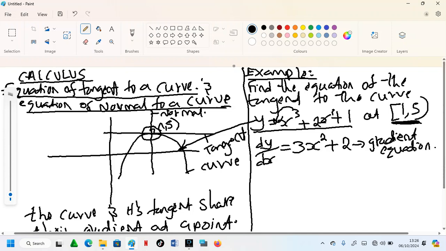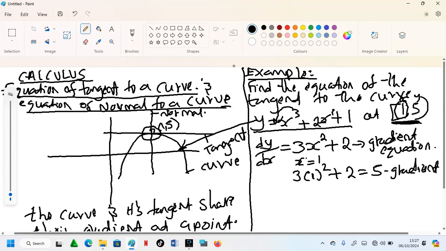Now you'll notice that the only unknown in the gradient equation is x, and our x at this point is 1. Remember, this is always x and that is always y. So x is 1. So we are going to say that 3 times 1 squared plus 2 is the gradient now, right? All you need to do is to put the value of x there and you get the gradient. Now, of course, 1 squared is 1, 3 times 1 is 3, plus 2, the answer is 5. So this is the gradient.